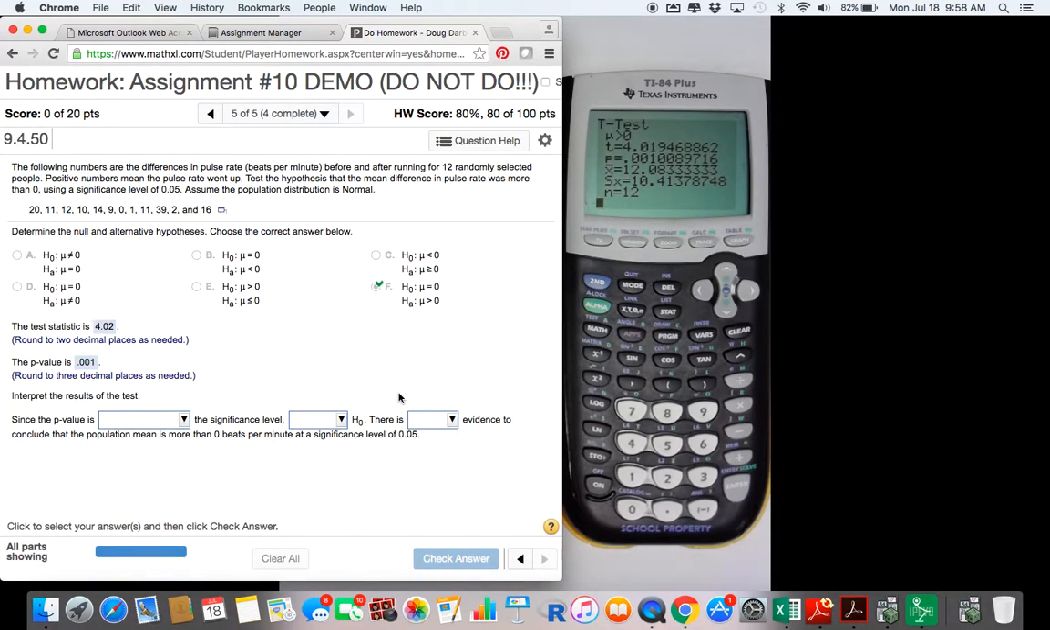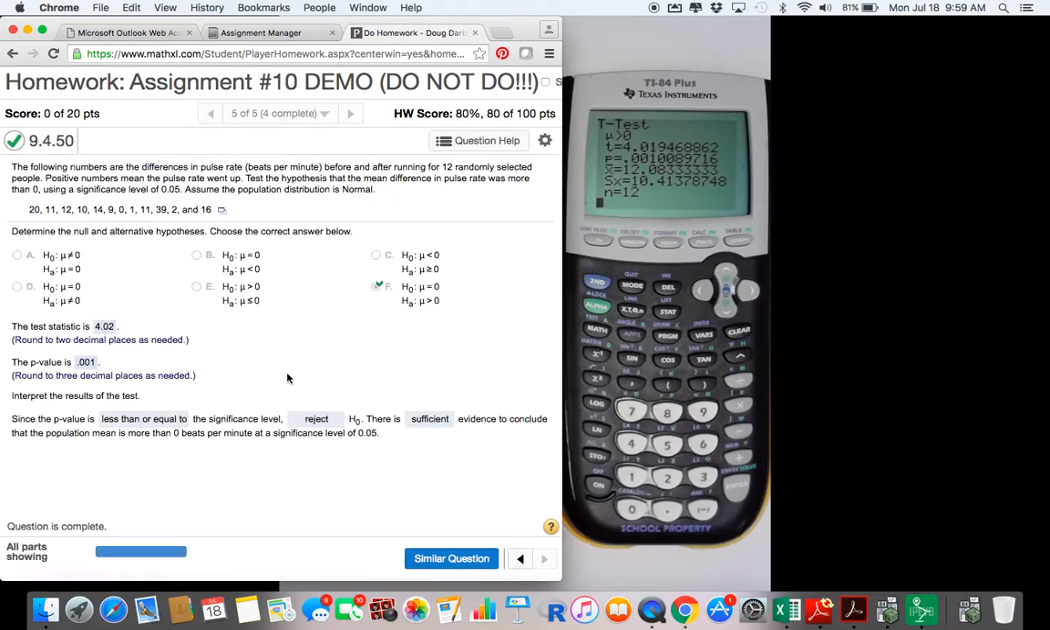All right, so we're going to reject the null. So it appears that the pulse rate is higher after running than before. So since the p-value is less than or equal to the significance level, 0.05 as it usually is, we reject H sub O. So there is sufficient evidence to conclude that the mean beats is more than 0. All right. Guys, that's it.